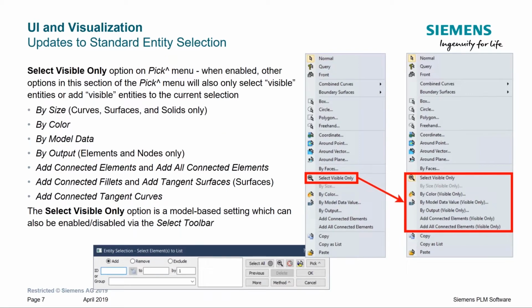Also, with Select Visible, you could go to the pick menu and say Select Visible Only, and then select by color, by model data value, by output. There's the connected elements option, and then add all connected elements that are visible. So you can just pick one element and then hit add all connected elements. This is very, very handy now for picking without having to go to layers or groups or even the display toolbar.